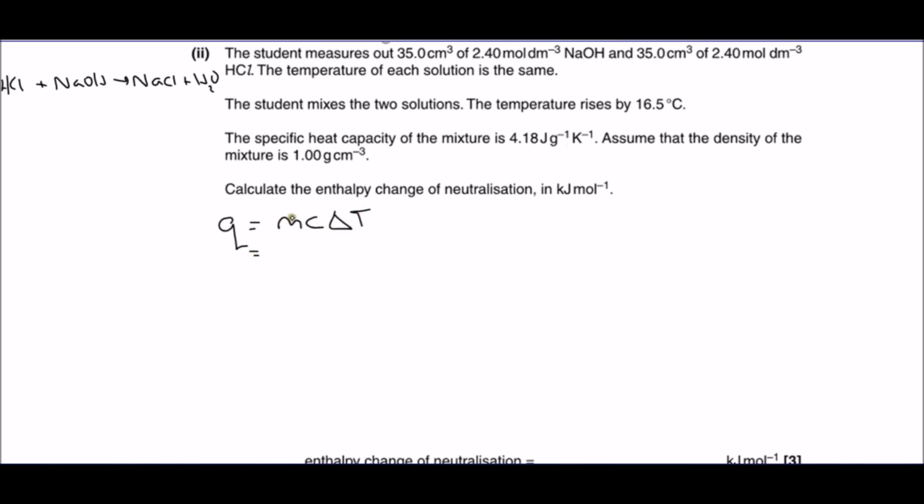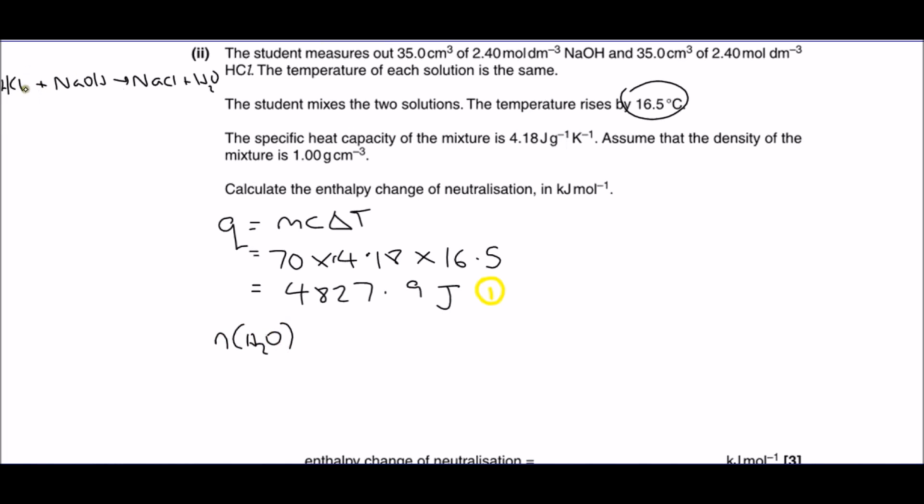So the mass, remember the mass is the same as the volume of solution, so we've got 35 plus 35, so that's 70, times 4.18, which is in the question, and times by delta T, which is here. And if we do that, then we get an answer of 4827.9 joules, and that's the first mark. Next thing we're going to do is we're going to work out the moles of water.